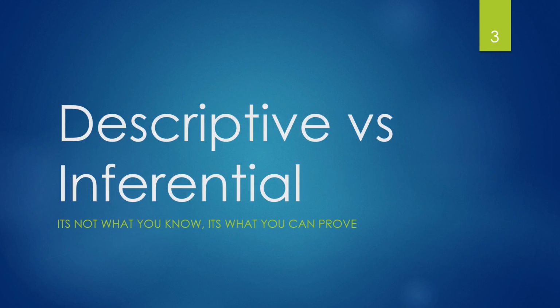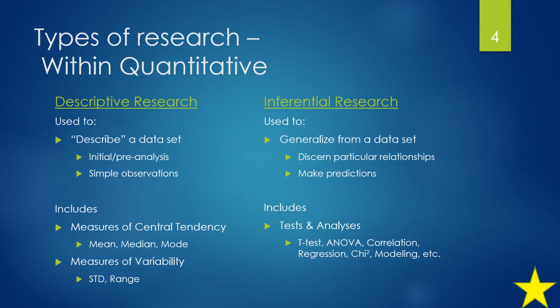This is really one of the simplest things that you can learn that will help you watch out for conclusions in research, conclusions in news articles that are really not backed up by evidence. So first, let's describe descriptive versus inferential research. Descriptive research is used to describe a data set. It's used to describe information. It's usually used in research as a pre-analysis method or as an initial set of observations.